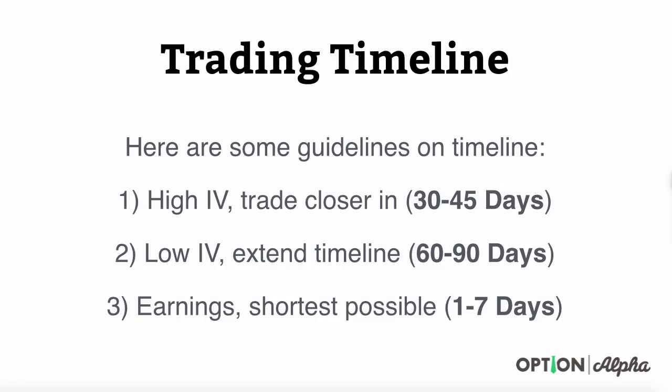For low volatility environments, when IV is really low, we like to extend our trading timeline. This does two things. One, it gives us more time to be right, so we have more time for the stock to move the direction that we want. But also, it takes advantage of the fact that implied volatility is low, and we extend our trading timeline to give us a little bit more time decay value in the options. Because remember, time decay is always working against us, but the further out we go, we get a lot more value from current time decay that's baked into the contract.